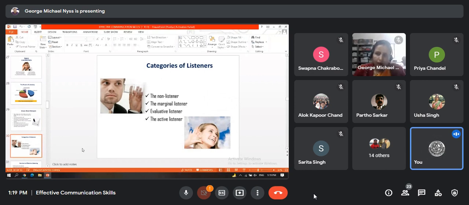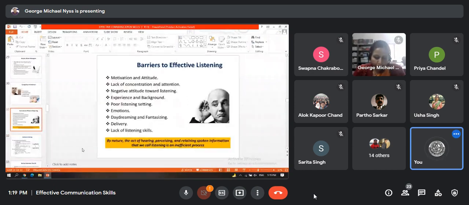Now we'll discuss barriers to effective listening. So what are the barriers to effective listening? These are motivation and attitude, lack of concentration and attention, negative attitude towards listening, experience and background, poor listening setting, emotions, daydreaming and fantasizing, delivery, and lack of listening skills. By nature, the act of hearing, perceiving, and retaining spoken information that we call listening is an ineffective process. So these are some barriers to effective listening.